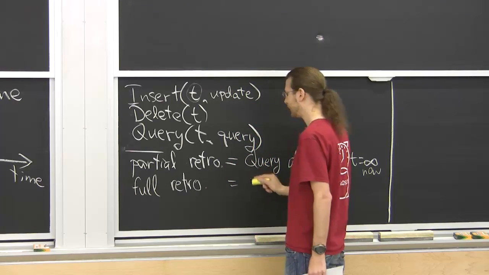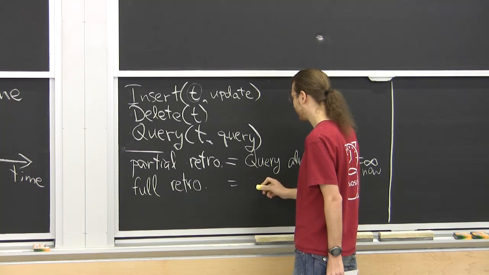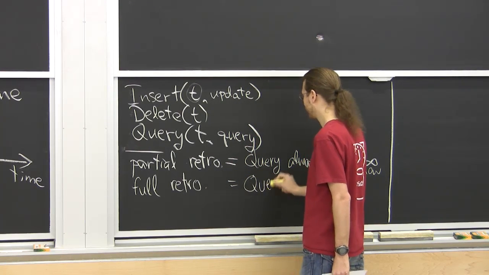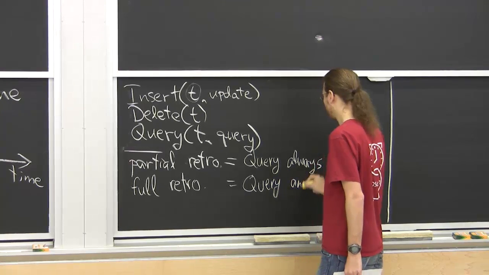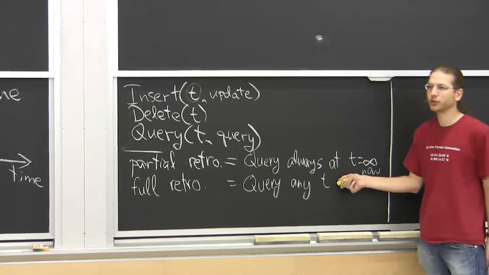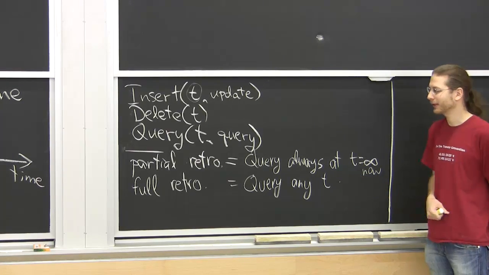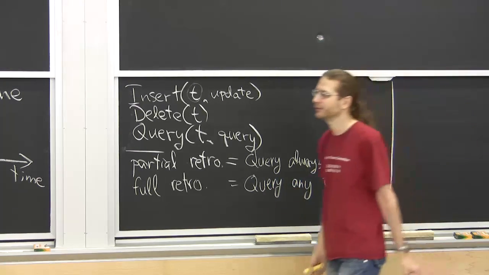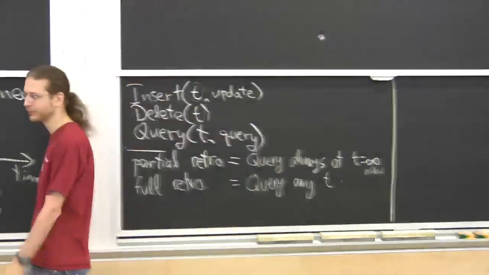Full retroactivity is you can query any time. This is what you might call the Q model if you're a Star Trek fan. You can exist in all time simultaneously, do updates whenever you feel like it, do queries whenever you feel like it.